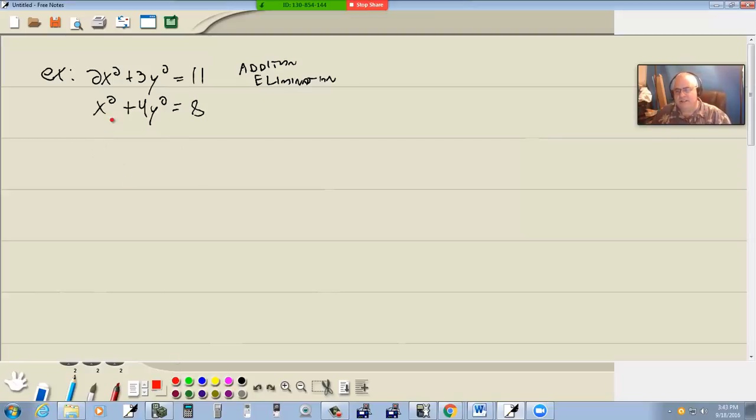Now I notice that the x squareds are real close. This is a positive 2. If this was a negative 2, then we would be set. So I'm going to focus on getting rid of the x's. So I'll multiply the second equation by negative 2. So I got 2x squared plus 3y squared is equal to 11. Negative 2 times x squared is negative 2x squared. Negative 2 times 4y squared is negative 8y squared. And negative 2 times 8 is negative 16.